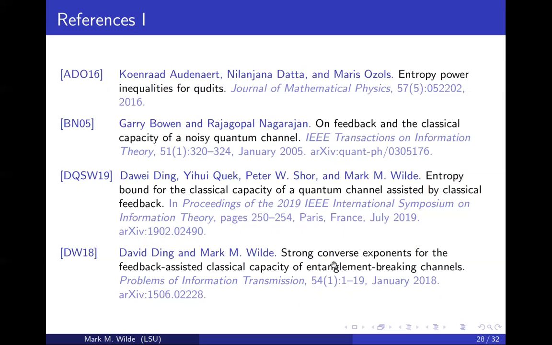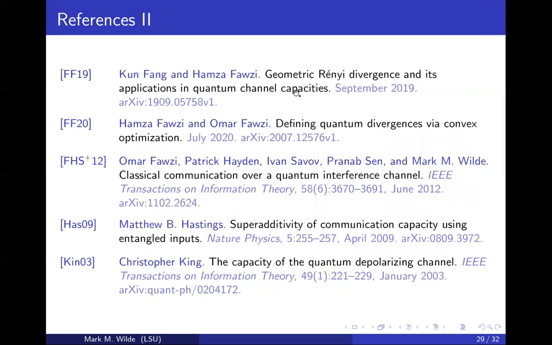This right here is the paper I mentioned with my co-authors about the maximum output entropy bound. This I mentioned briefly. This is a paper that David and I worked on around 2015. And we gave strong converse bounds for the feedback assisted classical capacity of entanglement breaking channels, kind of a particular topic, but we were just trying to make progress on feedback assisted capacity in that work. I mentioned the geometric Rényi relative entropy. This is a very impressive paper that used this. It was the first one, I think, to show how the geometric Rényi relative entropy is really useful in quantum information theory.